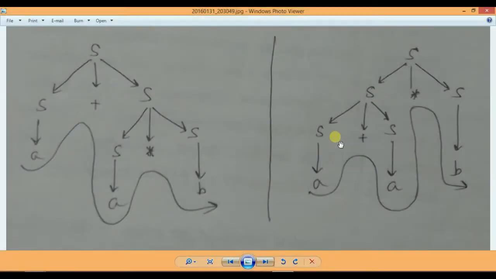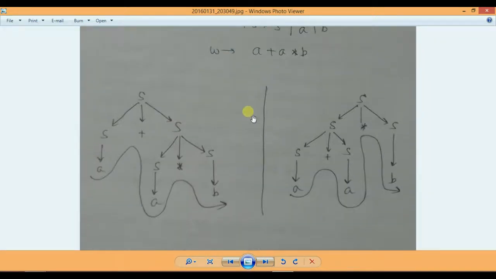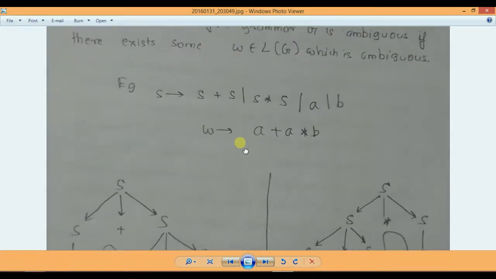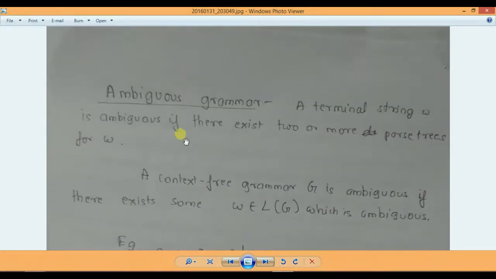Now moving on to the other graph here, we split S into S star S. Earlier we split into S plus S; now we split into S star S, and then this S is broken into S plus S, and this S is replaced with A, then this with A, then this with B. So we get A plus A star B. So there are two ways of reaching this sentence, and this is actually a problem. This is known as ambiguous grammar.